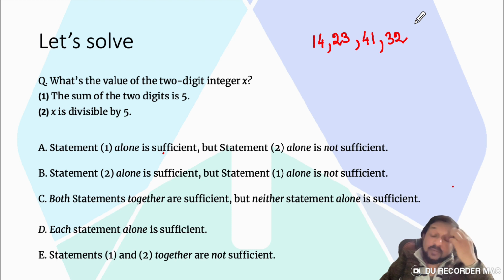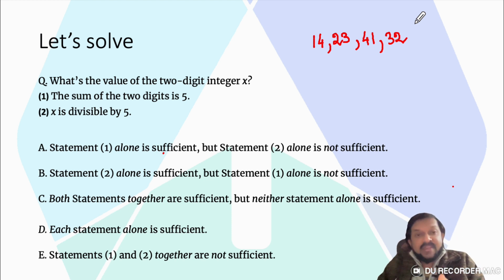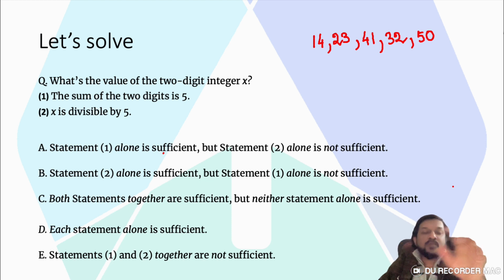Okay. All of them are two-digit numbers. Now we cannot take 5, 0. We can keep 5, 0, but then please make sure that we keep in mind that we are talking about the two-digit sum being 5. So therefore 5, 0 is also possible, but 0, 5 is not possible.